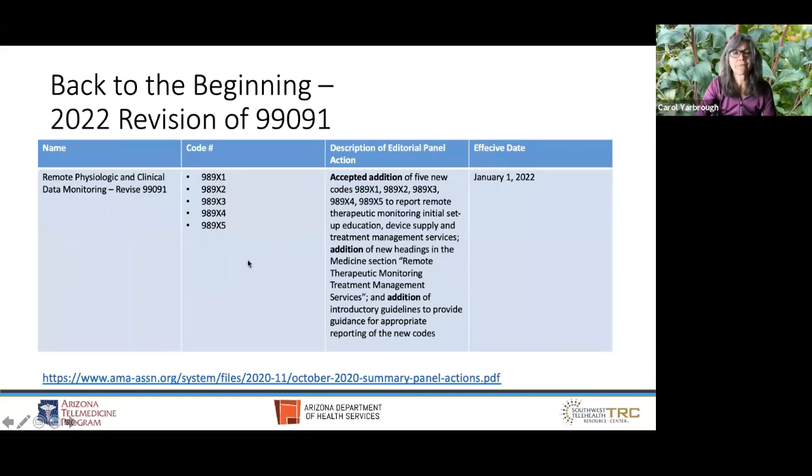Now look, there's 1, 2, 3, 4, 5. There are 5 codes that are going to make up this one. Initial setup education, device supply, and treatment. So what if I have my own device? Then you don't get the device supply and treatment management code. I'm hoping they break it out into 2. So you get your education with number 1. I give you the device, you got number 2. You have your own device, use number 3. Then 4 and 5 is your QNPP, qualified non-physician provider use of these codes, which is part of that 20 minutes that you can now accumulate following incident 2 guidelines.